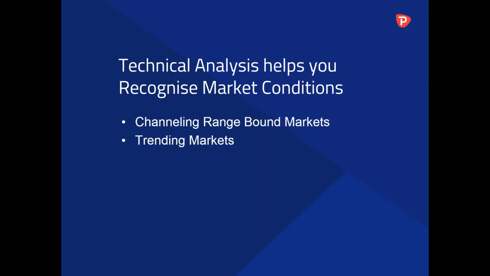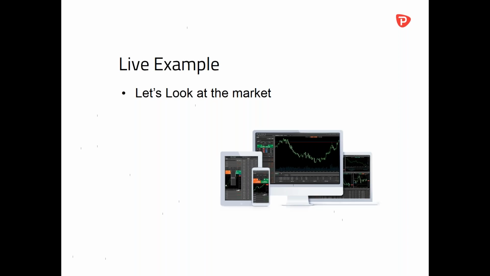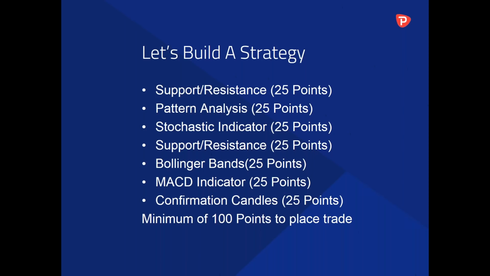So let's talk about channeling on range-bound markets. Of course, we're talking about trending markets right now because I think we're seeing a trend. I think Tyron would agree we're in a bit of a trending market, but there are also channeling range-bound markets. We'll jump into the chart in a second, but when we're building a strategy for scalping, we need to consider what is actually happening in the market. Is it trending or is it range-bound? Once we've made that decision, these are just some of the things that we can be looking for to build a system.